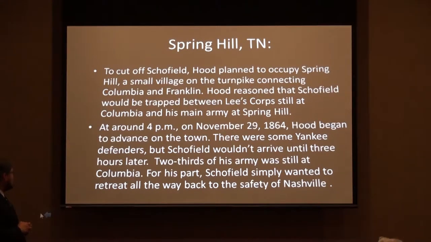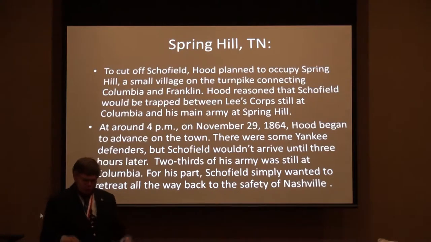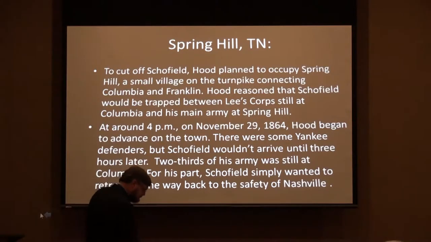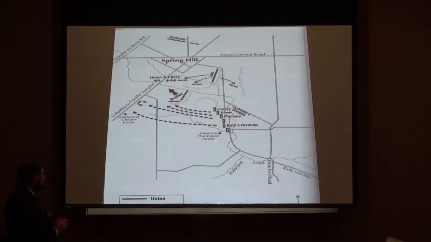Two-thirds of his army was still at Columbia. So he's moving very slowly. This time Hood beats him to the punch. For his part, Schofield simply wanted to retreat all the way back to the safety of Nashville. He didn't like being out there. He didn't like being exposed this way. Even though Thomas had sent him out to stop Hood, Schofield, he didn't like it. And he's very, very McClellan-like. That's the only way I can describe it.